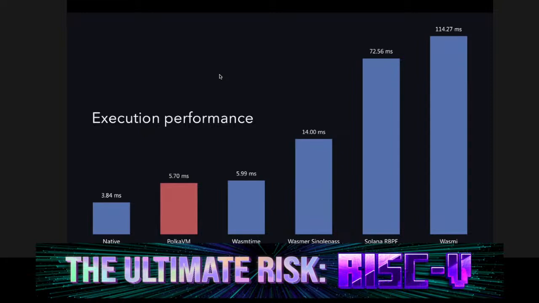In the fourth place, we have WASM single pass, and this VM is notable for the fact that, unlike WASM time, it guarantees linear time single pass compilation. So for blockchains, this is very good for security, because you cannot then denial of service attack the chain with a specially crafted program. Then we have Solana RBPF. They're using eBPF as their instruction set, and their performance is not that great.